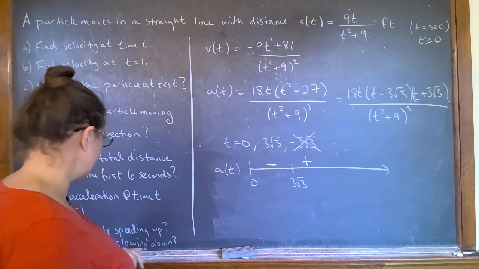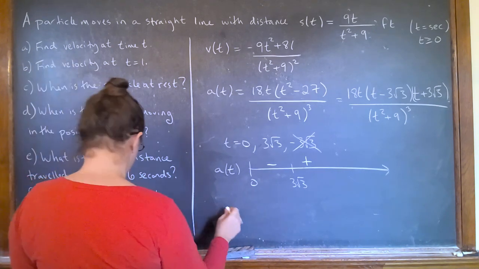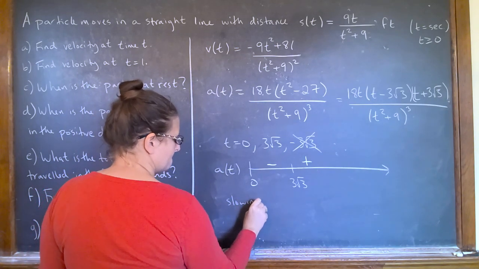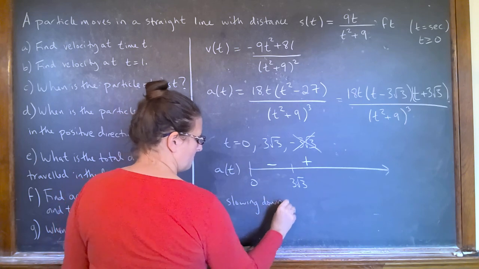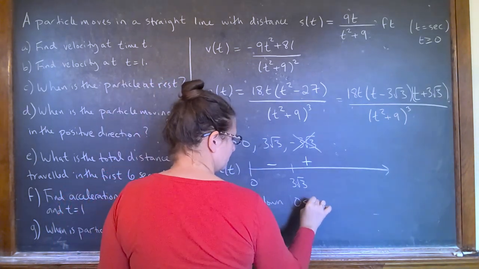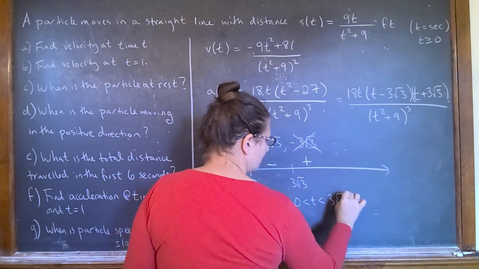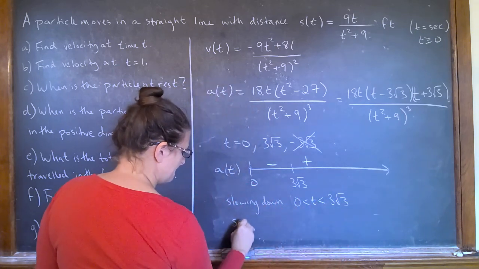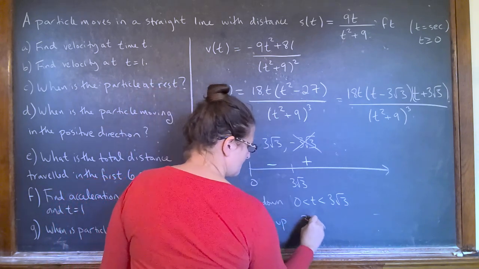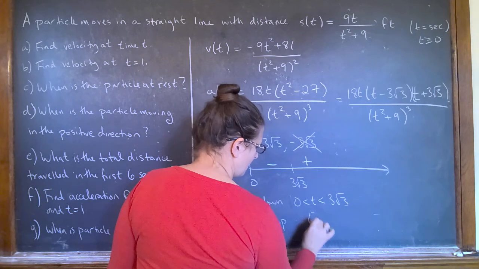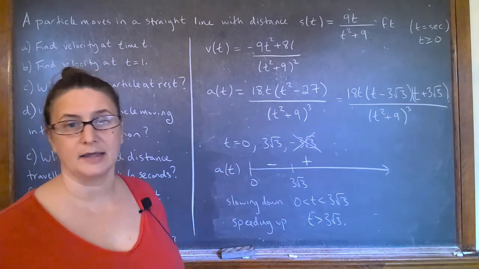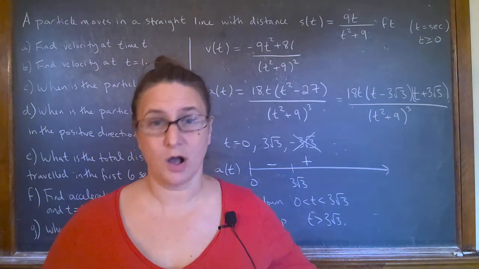So what that's telling you is that your particle is slowing down for t going from 0 to 3 root 3. And then speeding up for t greater than 3 root 3. Okay. And now I answered all the questions.